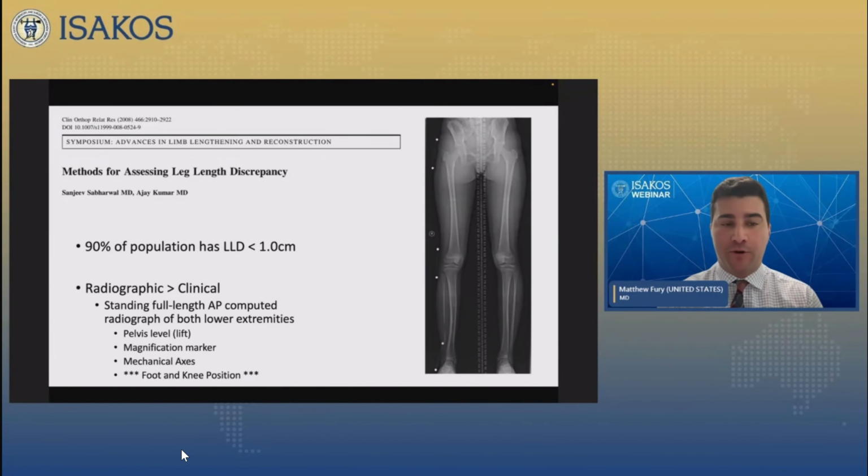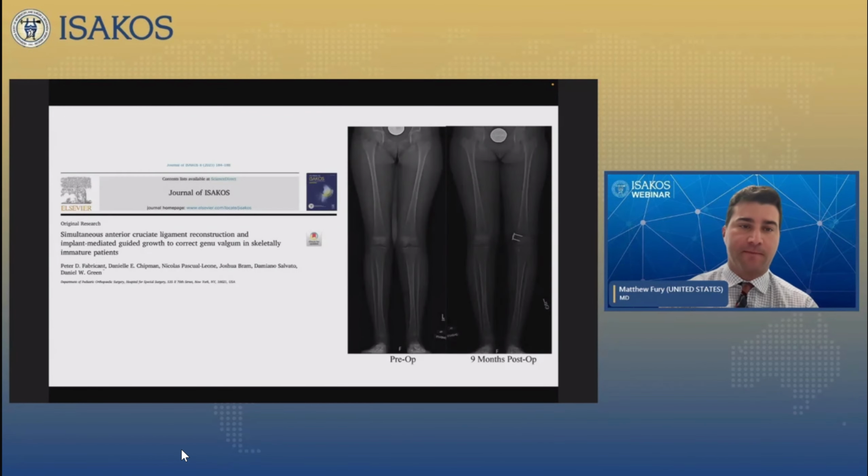Now, important note, foot and knee position is critical in these patients because some of these patients come in after a knee injury and they're unable or unwilling to fully extend their knee, or they hold their knee externally rotated, and that can affect some of your preoperative measurements. So you've got to be very particular with your positioning.